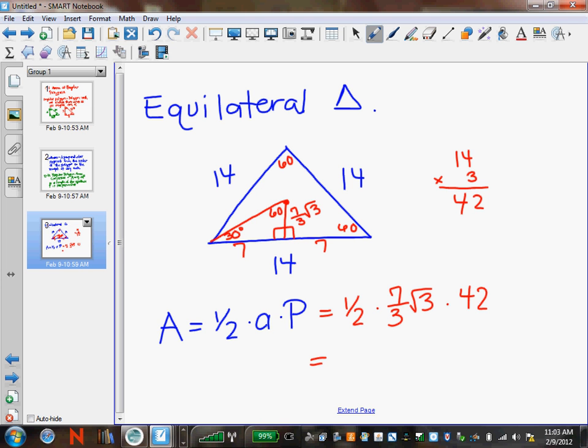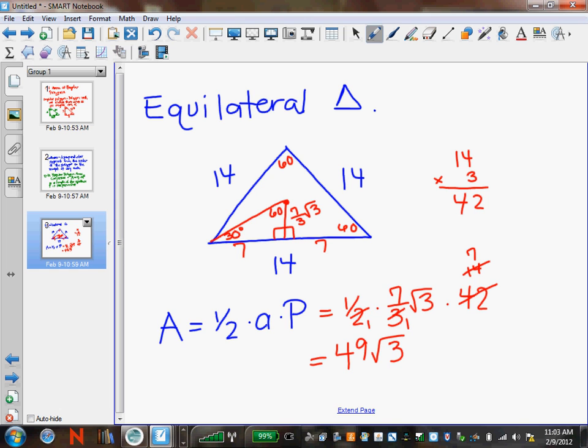So 3 goes into 42, so I'm going to divide 3 into my 42. I just did that. I know that it's going to be 14. 2 goes into 14, so I'm going to divide my 2 into my 14 to get 7. So then I'm left with 7 times 7, which will be 49 square roots of 3. And that is as simple as my answer will go.